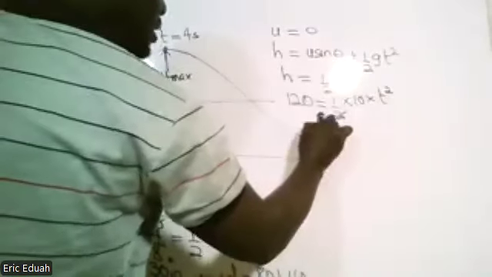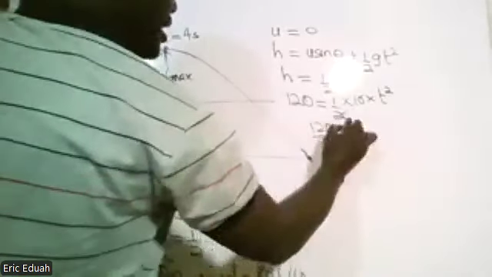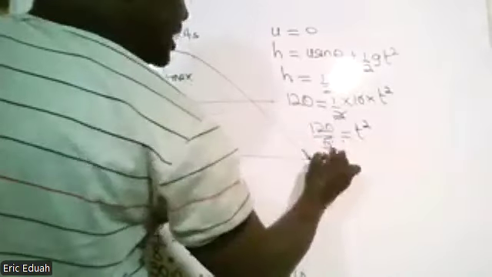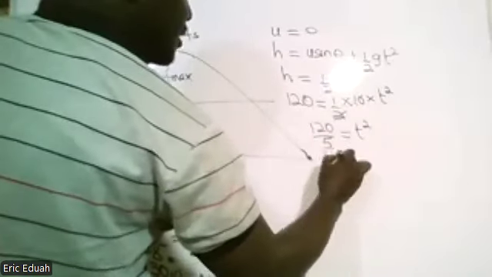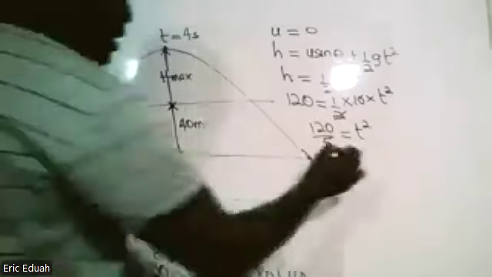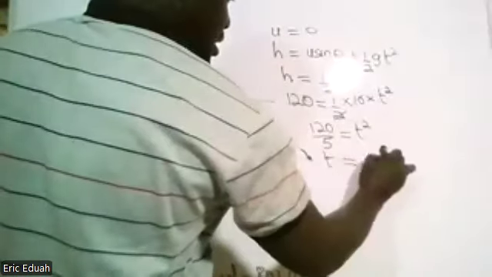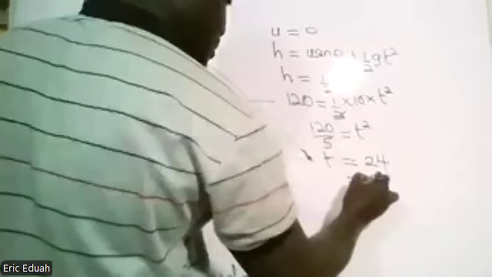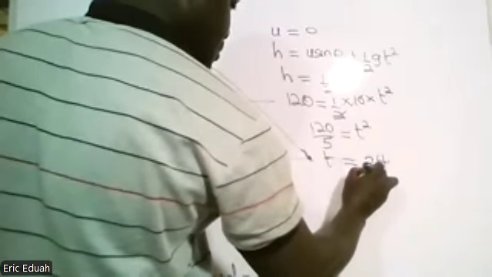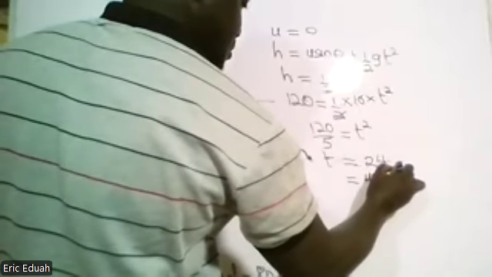So we have 120 over 5 is equal to t squared. Please help me determine t. Help me find t. It's 24, please, 4.9... 4.95. 4.95, sir.